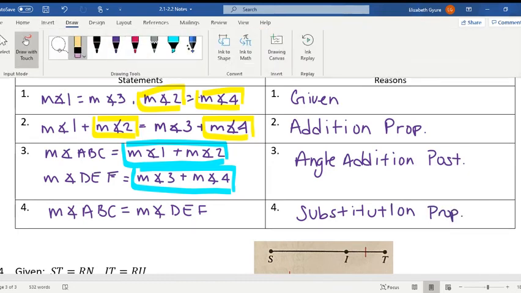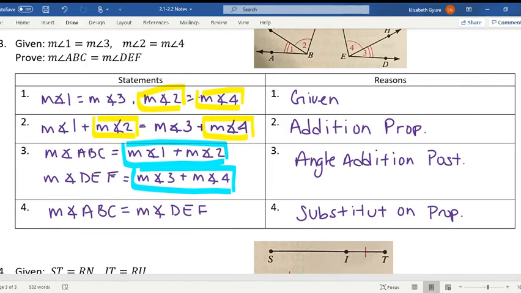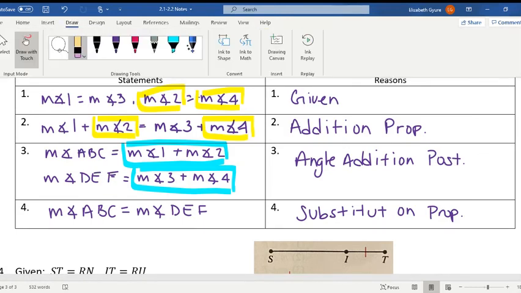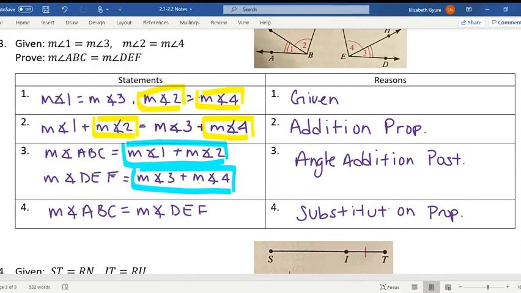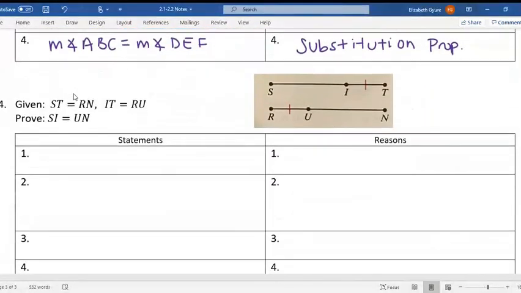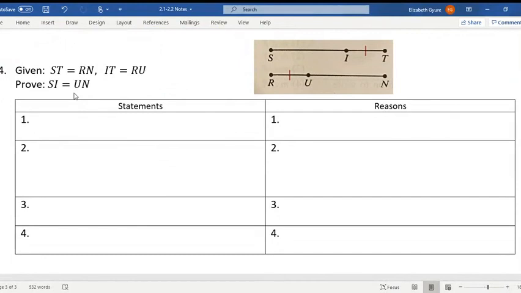Okay, so again, that was very similar to the one we did above, just maybe in a different order, with different information given. Also very similar to the segment one we did on the other page. And then the last one. So this, number 4, is very similar to number 2, except it's dealing with segments instead of angles.